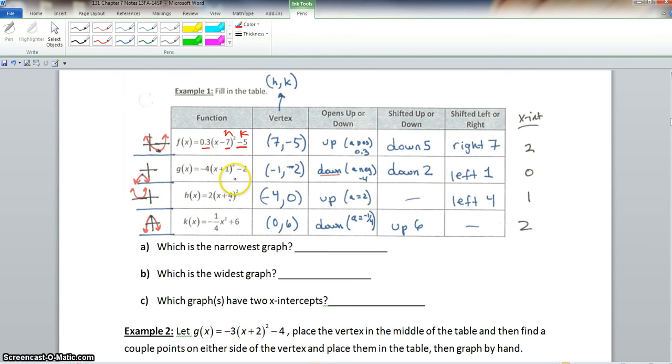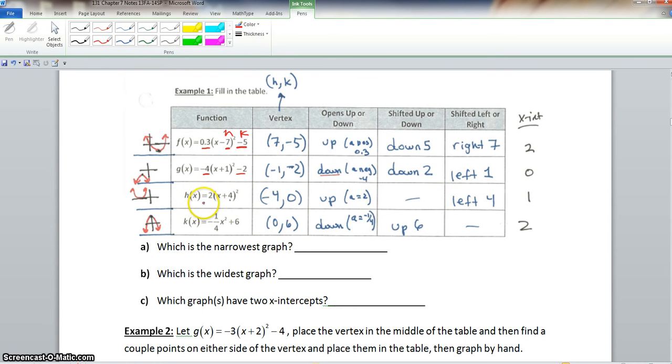Now we come here. Our vertex is -1 and -2. We know our h here would be -1, our k would be -2. And we know it goes down because a is negative. And then it goes down by 2 also because our k is negative. And then it will go to the left 1 because our h is negative. It looks as though our a, h, and k were all negative. So it went down, down, and left.